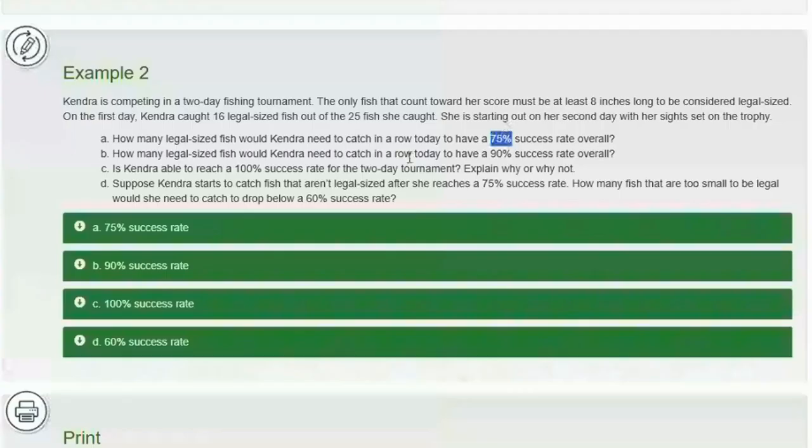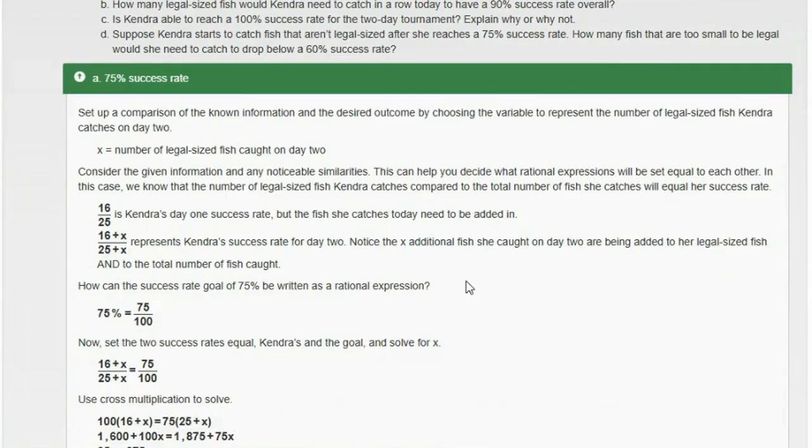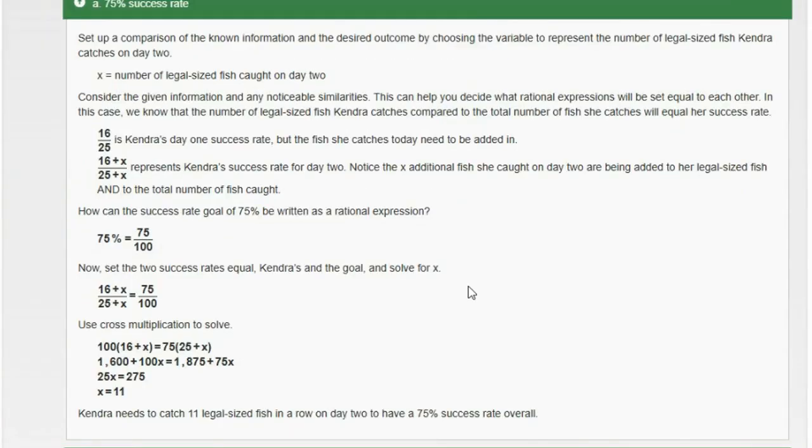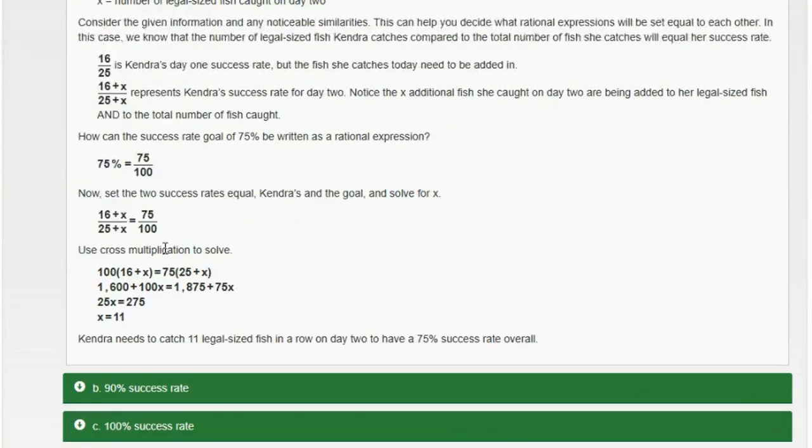Okay, that gives us a good sample of how to do it. Here's the 75%. X would be the number of legal size fish caught on day 2. 16 over 25 was day 1. So if she adds day 2 to it, X more legal fish and X more caught, she wants to get 75 out of 100. So 16 plus X over 25 plus X equals 75 out of 100. Cross multiply, X equals 11.